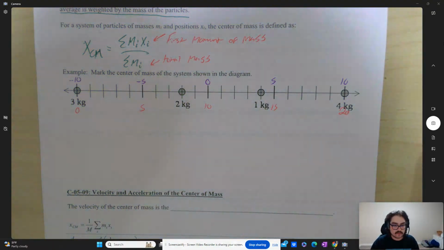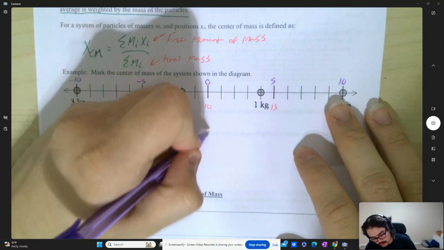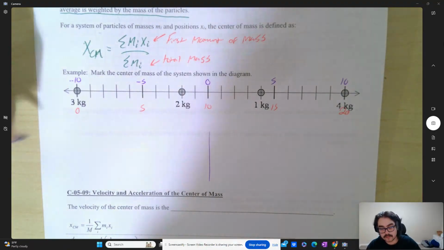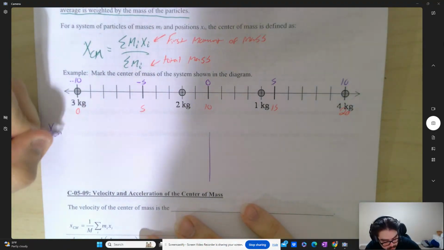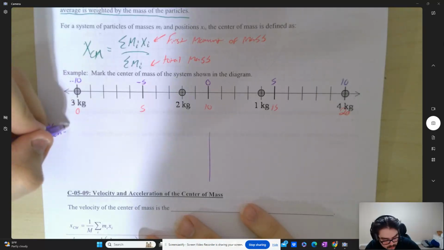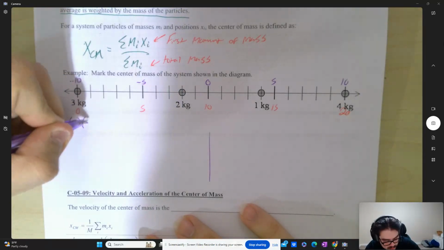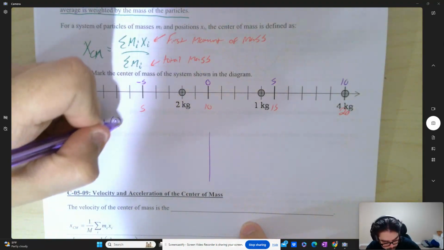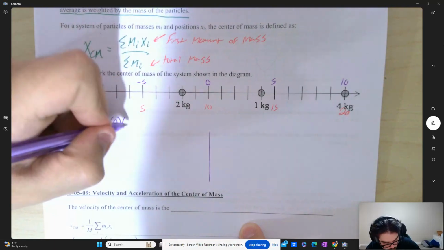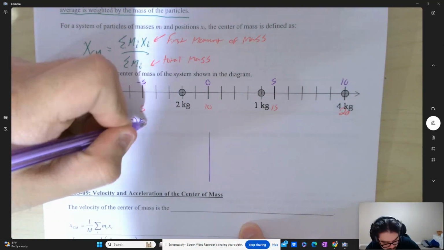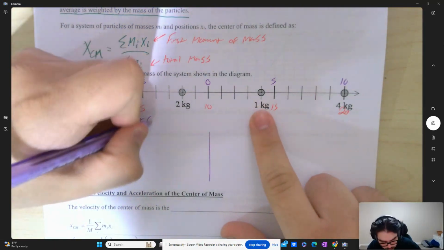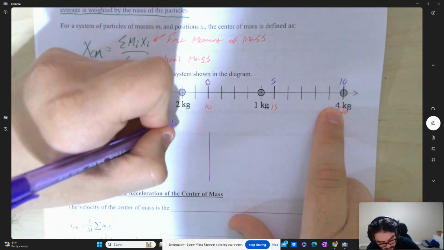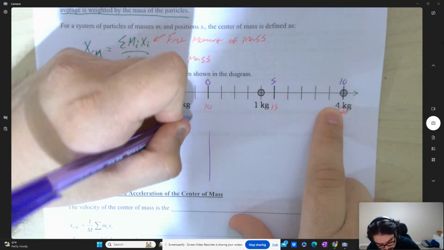I'm going to solve it two different ways, one in purple, one in red, just to show you that the answer you get is going to be the same. You're going to get different numbers, but the actual location is the same. So using the purple numbers, I've got 3 kilograms times its position at -10. And I need to add the 2 kilograms at its position -2, and then I need to add the 1 kilogram at its position 4, and then I need to add the 4 kilograms at its position 10.